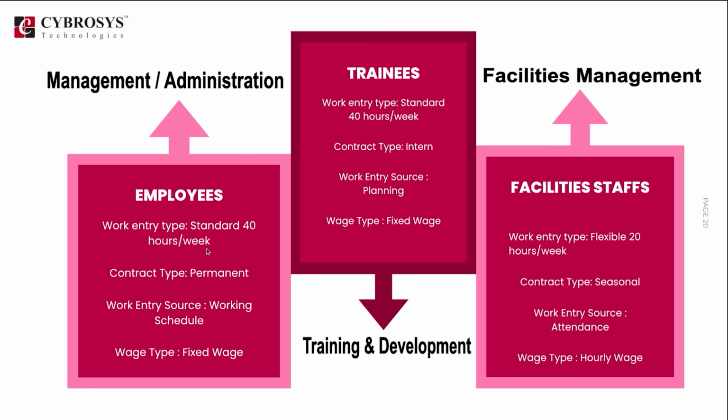And the work entry source, which defines the source for work entry generation, has 3 types: based on working schedule, attendances, and planning. For the permanent employees, the work entry source is chosen based on the working schedule. And the wage type is fixed wage.